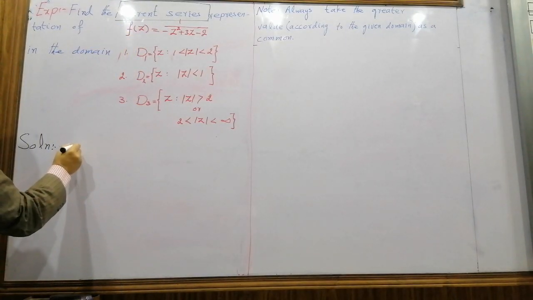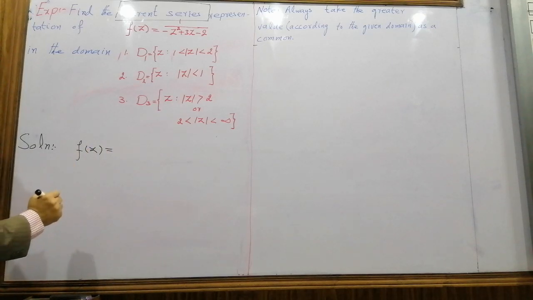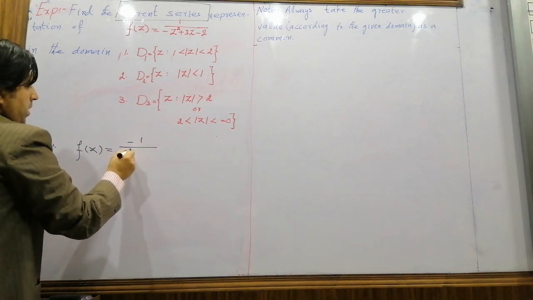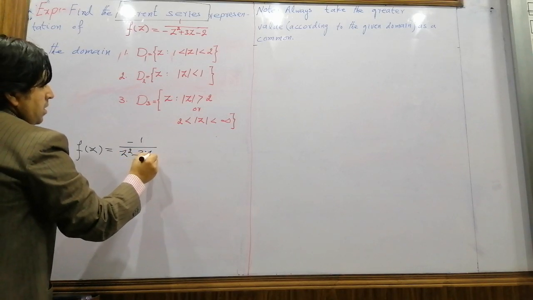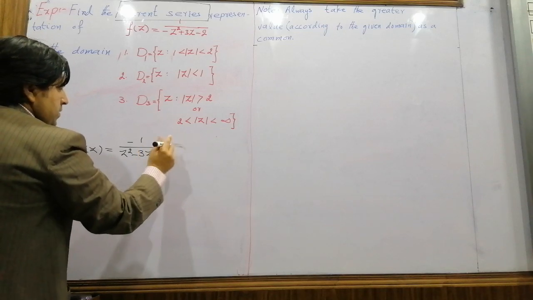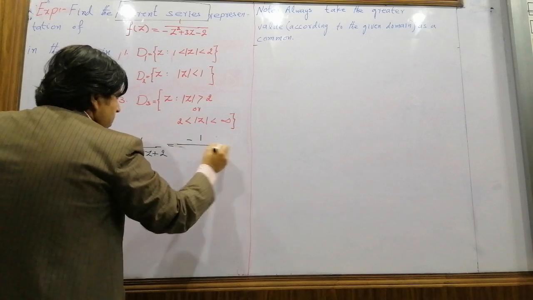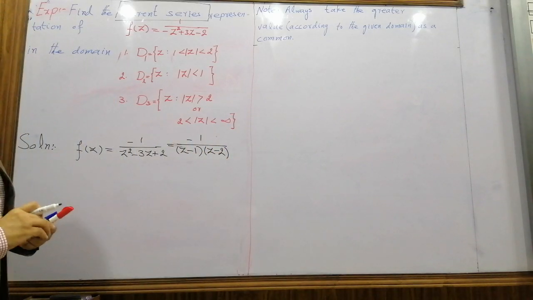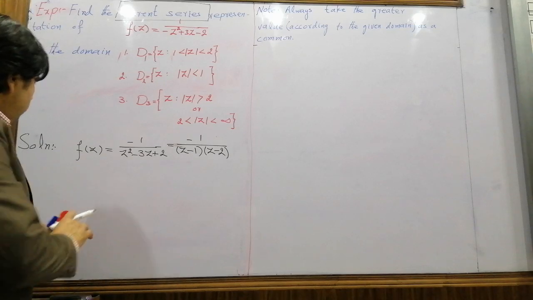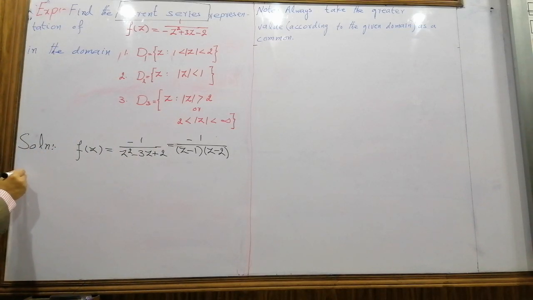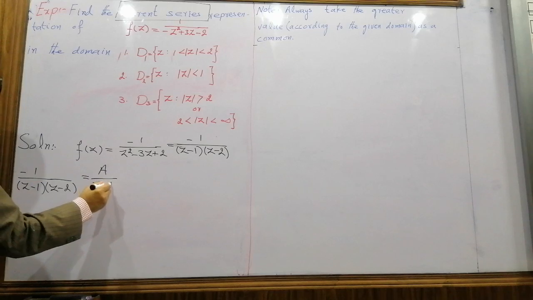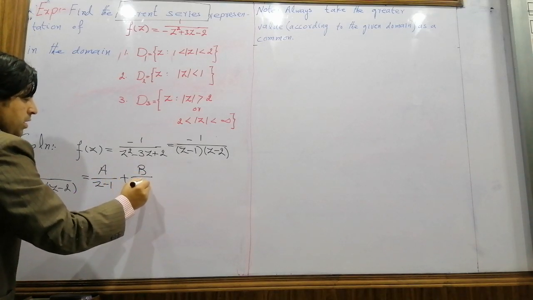From the given function, we can write that f of z is equal to, if I take minus as a common, minus 1 divided by z square minus 3z plus 2. And now I have to factorize this function. So after the factorization, I will get that this is equal to z minus 1 into z minus 2. And now I have to use the partial fraction. So by the partial fraction, I can write that minus 1 over z minus 1 into z minus 2 is equal to a over z minus 1 plus b over z minus 2.